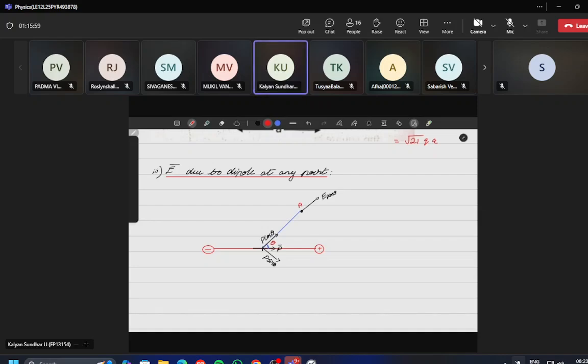Now similarly, for p sin theta, how will this value be? Is the point equatorial? So this will be the vector, a complete vector. Correct? Then for this point it will be like this. So for this vector this point is equatorial. Then for equatorial, in which direction will the electric field be? Opposite side. So this will be like this. So this is the electric field due to p sin theta dipole.